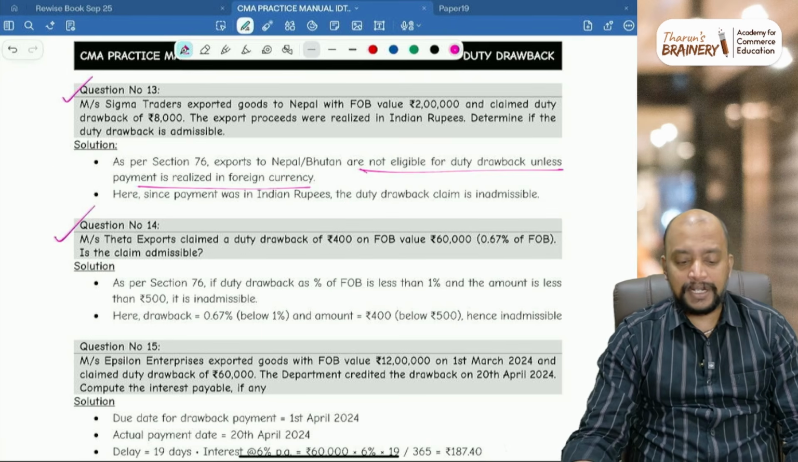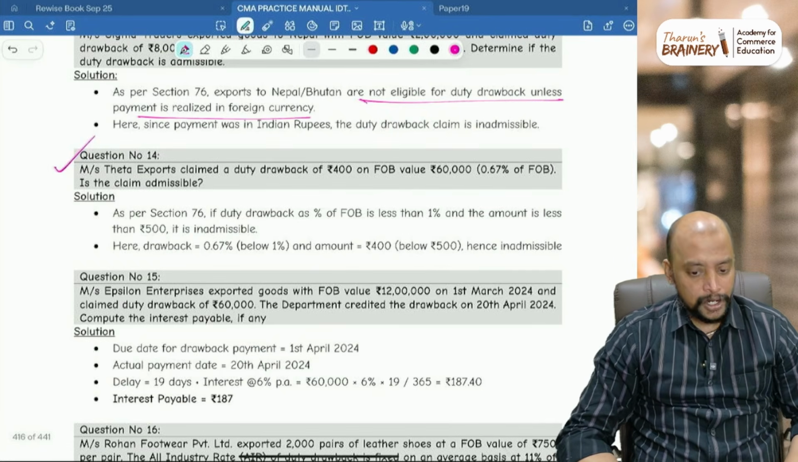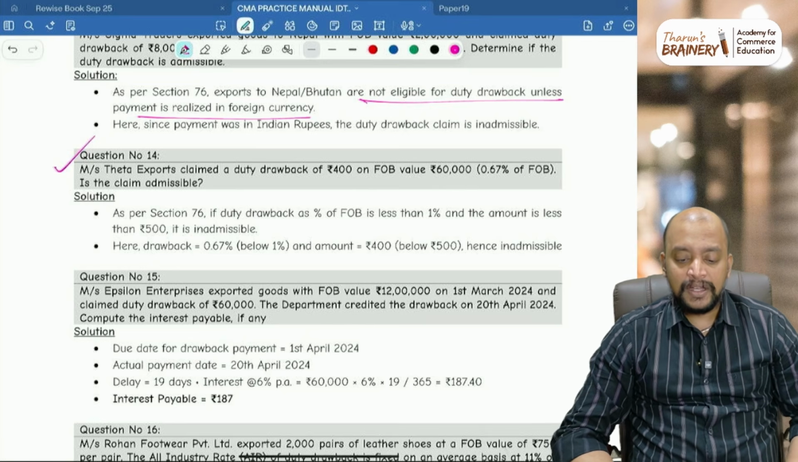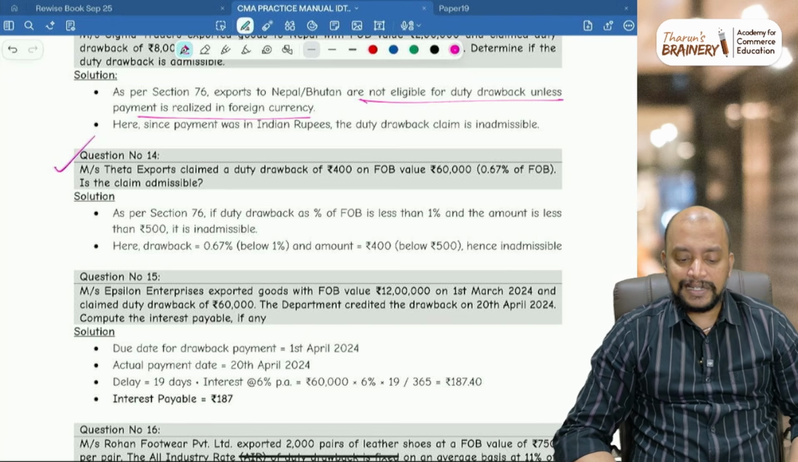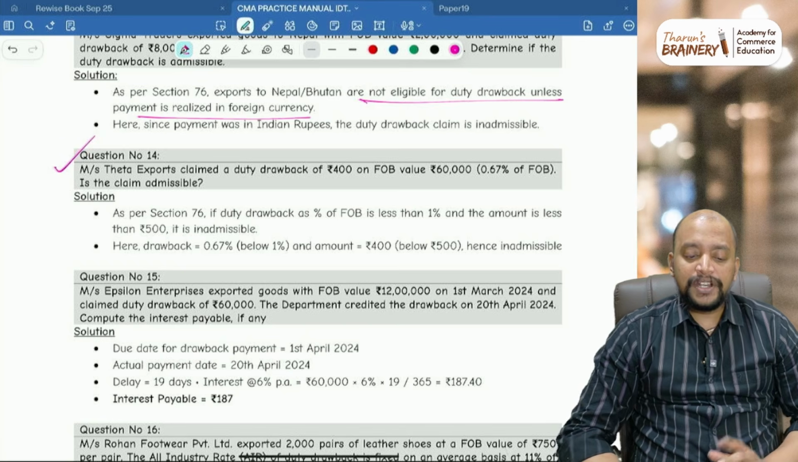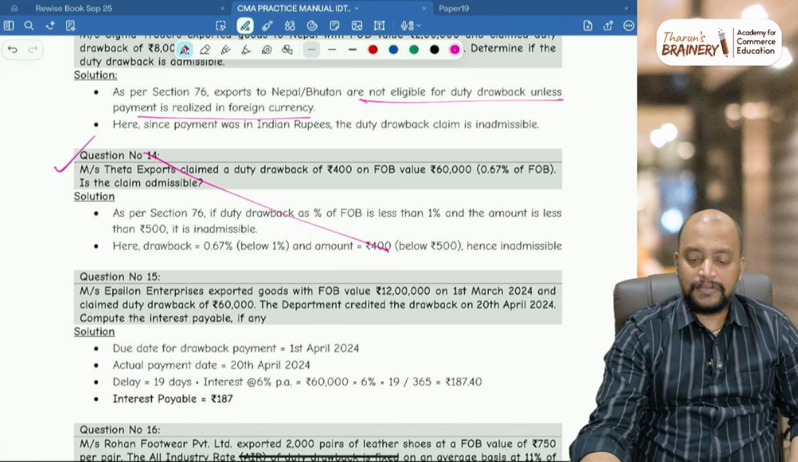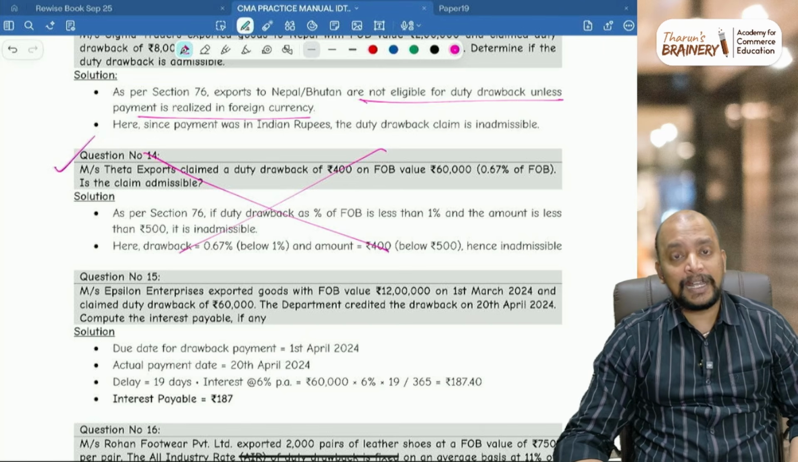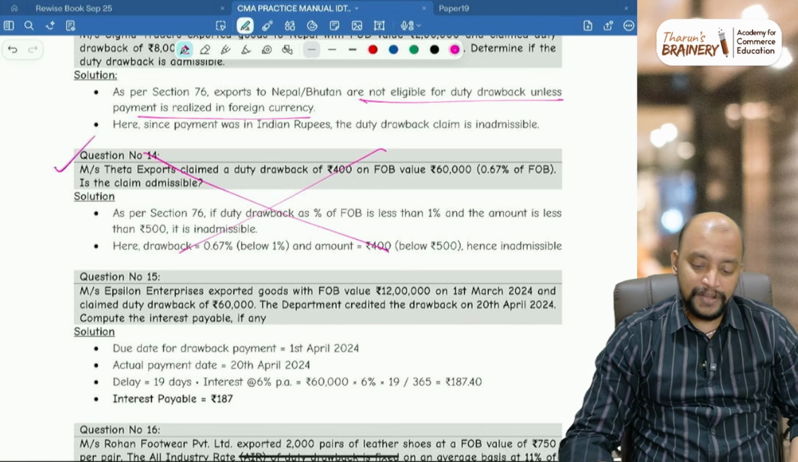Then question number 14, Messrs. Theta Exports claimed a duty drawback of 400 on FOB value of 60,000, that is 0.67% of FOB. Is the claim admissible? See this point here, but this point is omitted now. It is not there. You just strike off. Previously we had, if the duty drawback rate is less than 1%, you will not get duty drawback. But that is now omitted. We don't have it.